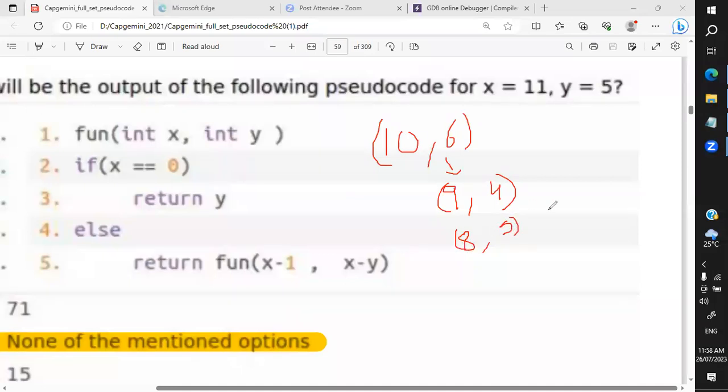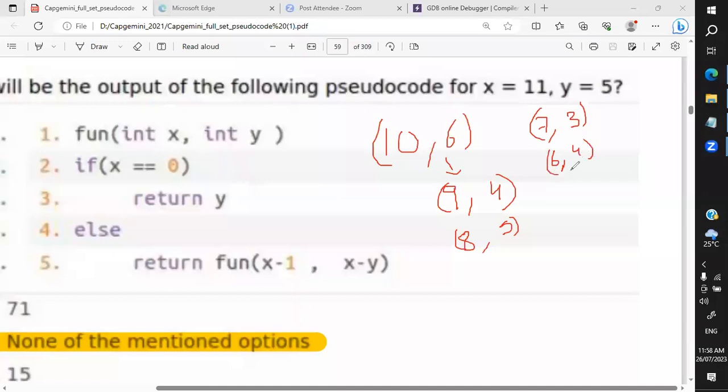Right. What will 8 comma 5 call? 7 comma 8 minus 5 is 3. Am I right? I hope I'm not making any mistake. If I make any mistake, please correct me. 7 comma 3 will again call 6 comma 7 minus 3. 7 minus 3 is what? 4.